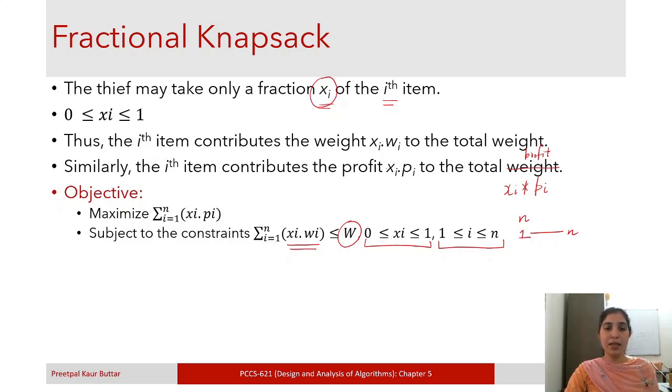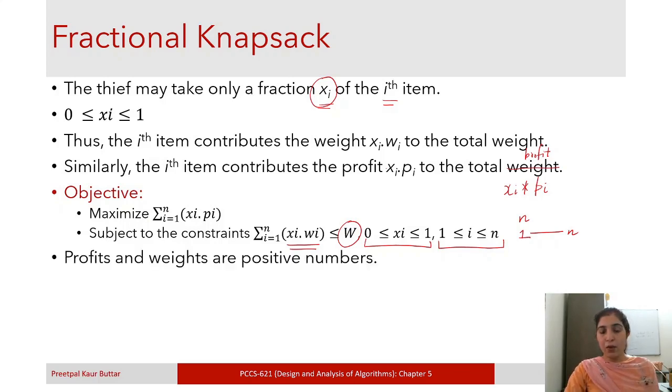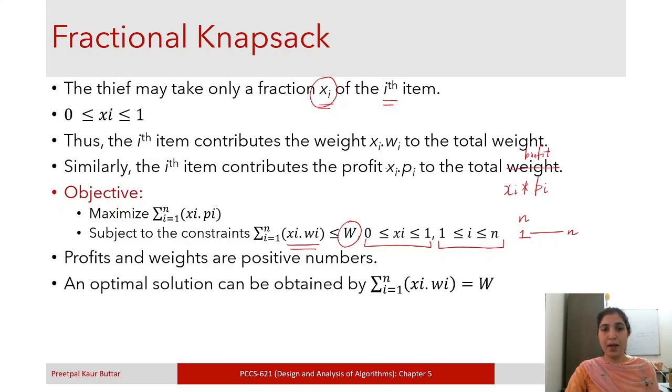These are the constraints, and we assume that the profits and weights are positive numbers. The optimal solution can be obtained when the total weight which you are picking, the sum of xi into wi, is equal to the capacity of the knapsack. In that case you will be getting the optimal solution. So the weight which you are carrying into your knapsack should be equal to the capacity of that knapsack.